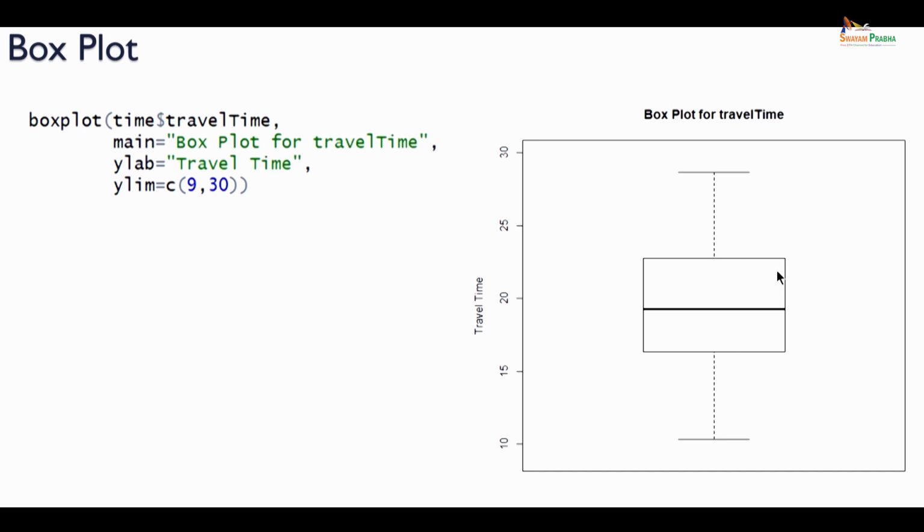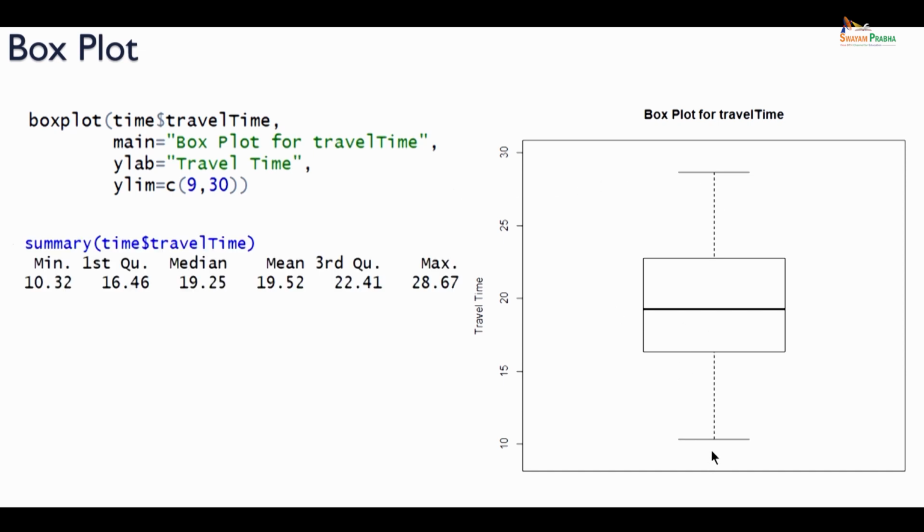On my right you have the plot that gets generated once the command is run. You will see a box and a thick band inside the box. The lower end of the box is the first quartile, the thick band is the second quartile, which is nothing but the median, and the upper end of the box is the third quartile. You have whiskers that extend from the box on either side.